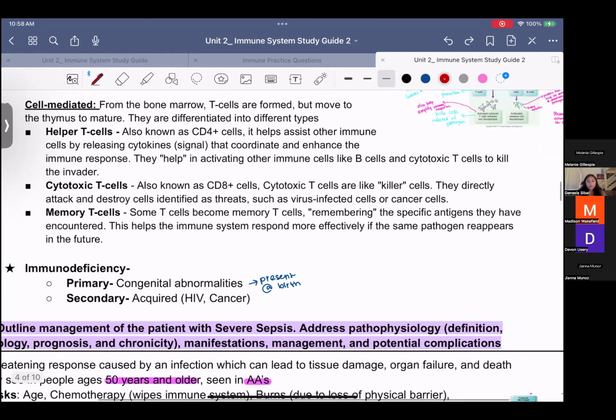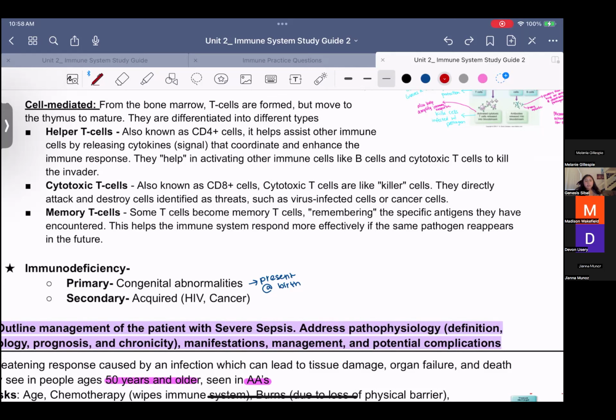With cytotoxic T cells, these are CD8 cells. So I would just think like the bigger the number, they are able to kill more. So cytotoxic T cells are the killer cells. They are able to attack and destroy cells identified as threats, and they can kill virus infected cells or cancer cells. But again, it says right here, they directly attack and destroy cells identified as threats, but how are they able to identify it if they don't have any helper T cells? So the helper T cells help identify that with those cytokines, with those messengers. But if you don't have any helper T cells, the cytotoxic T cells aren't going to be able to know which exact cells are threats to begin with. So that's why it's important to have both.